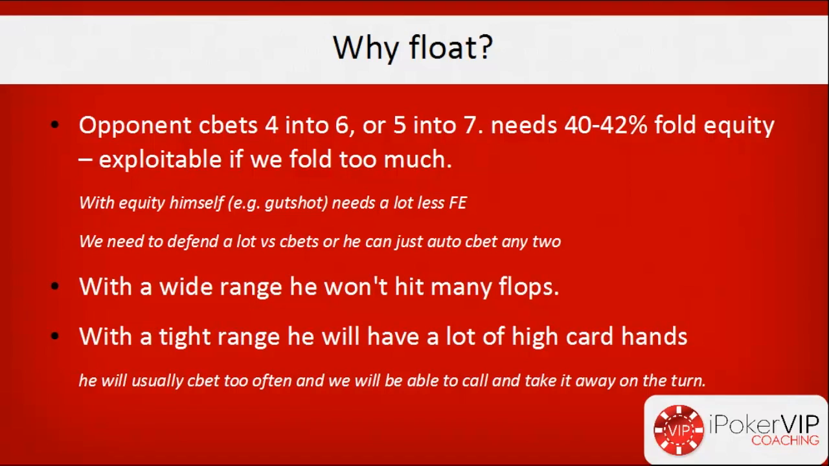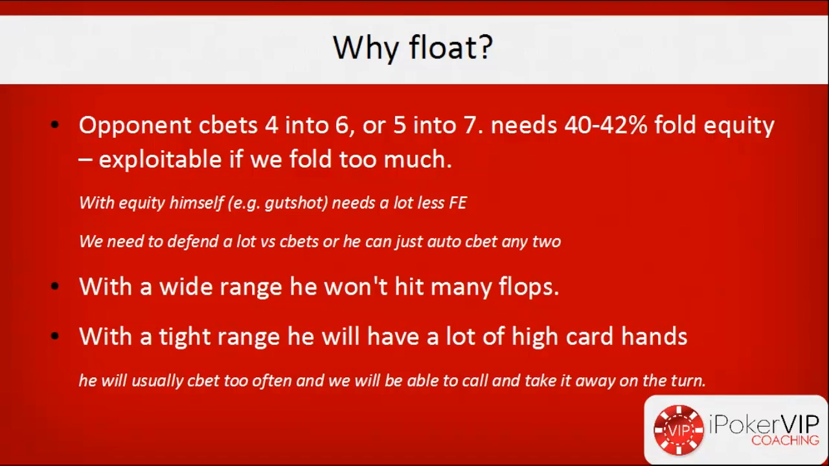With a wide range, he's not going to hit many flops, so that's another reason to float, just simply because he's not going to have a hand most of the time he c-bets. Especially on some boards we're going to see in some Flopzilla examples in a little bit, where you can just see that even though he's got a fairly tight range pre-flop, he doesn't hit the flop, and when he's got a wide range, if he's stealing from the small blind, then he just hits even less.